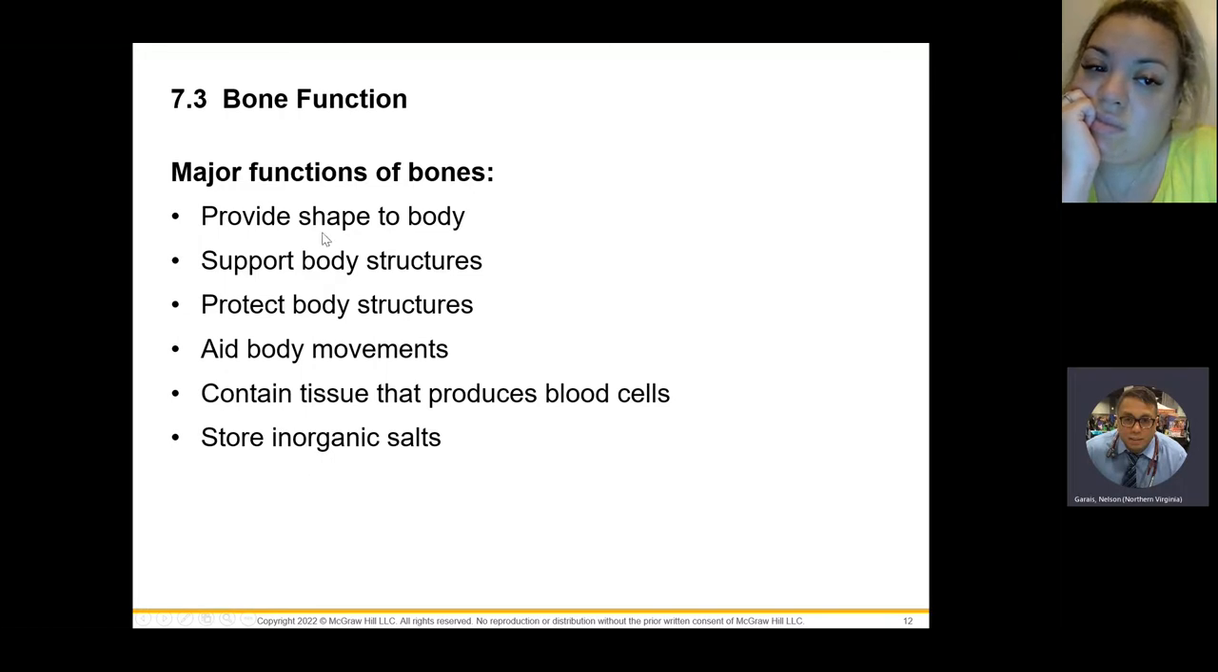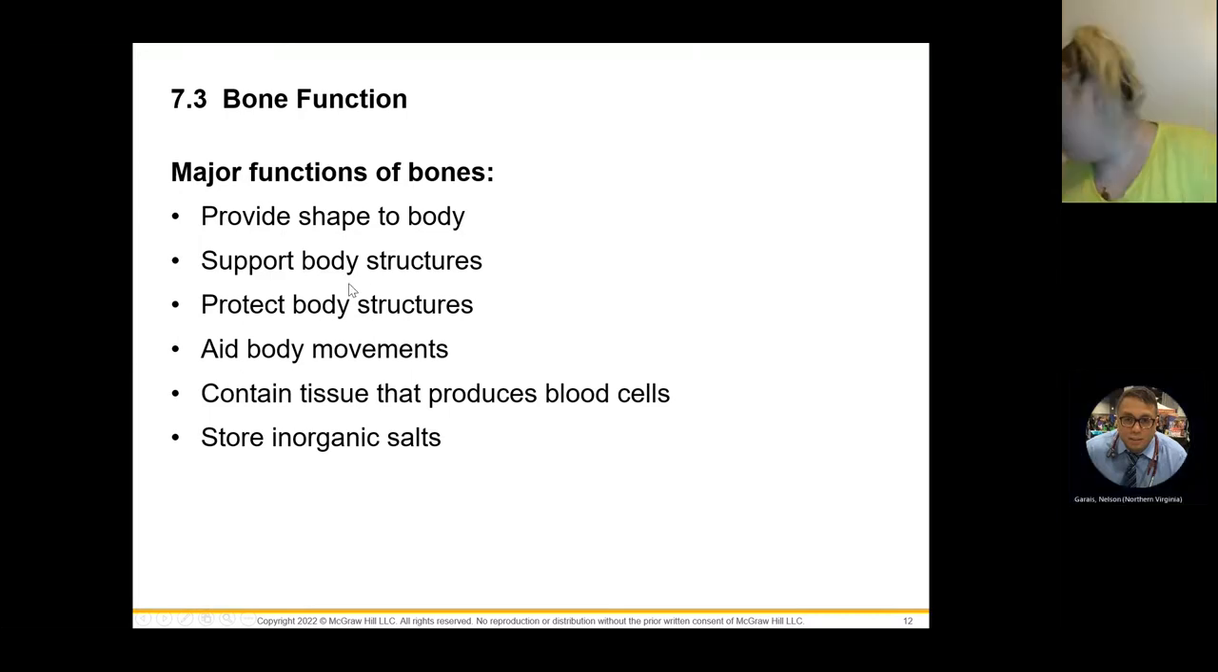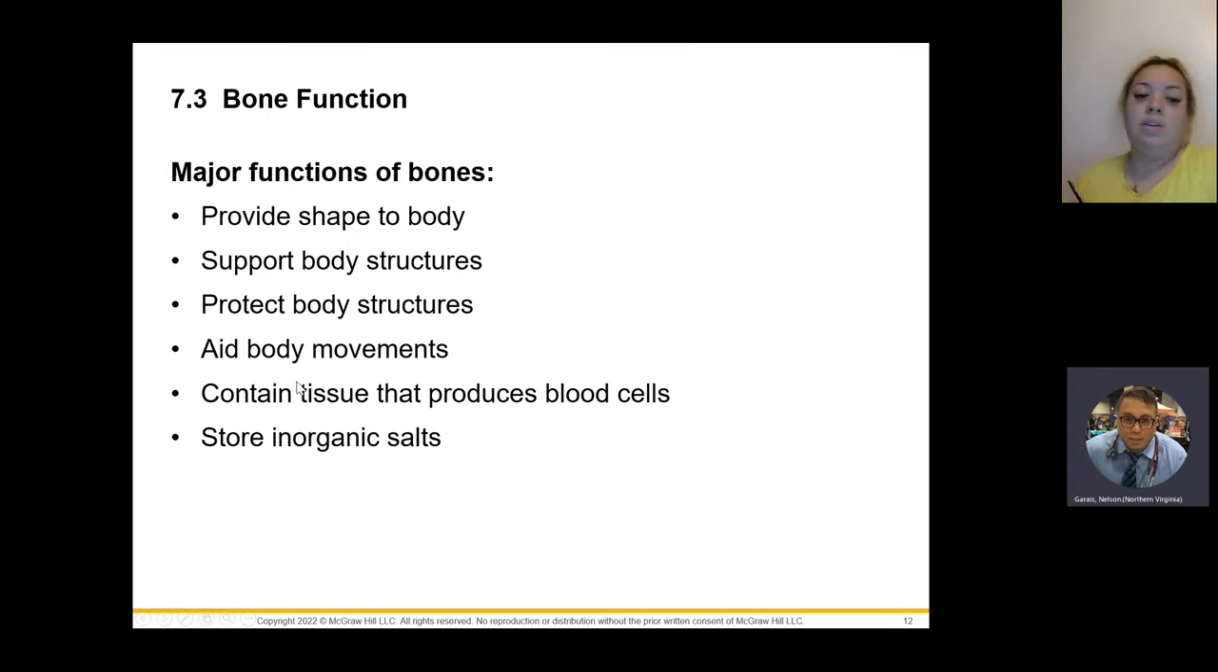Major function of bone, of course, provides shape to the body. So if you have a bone deformity, you will see it in what? The body shape. Of course, support body structures, protect body structures. That means body movement, of course. Contain tissue, hematopoiesis. Where is that word?